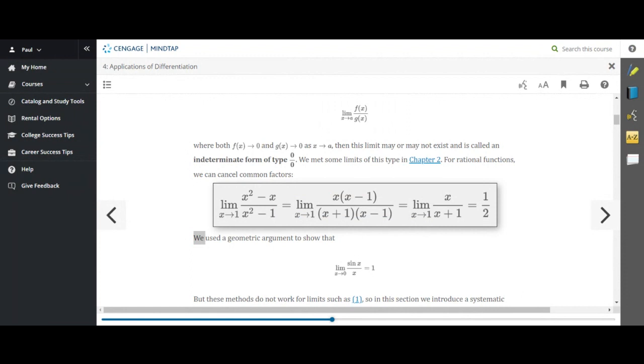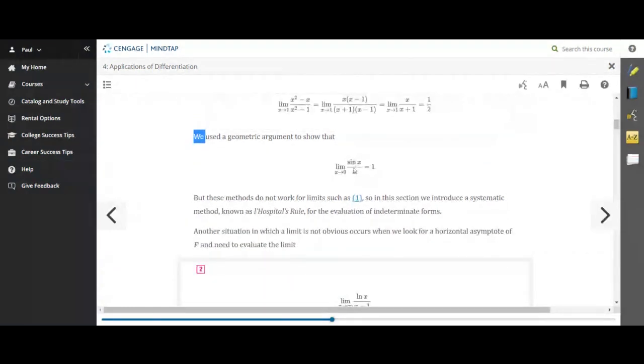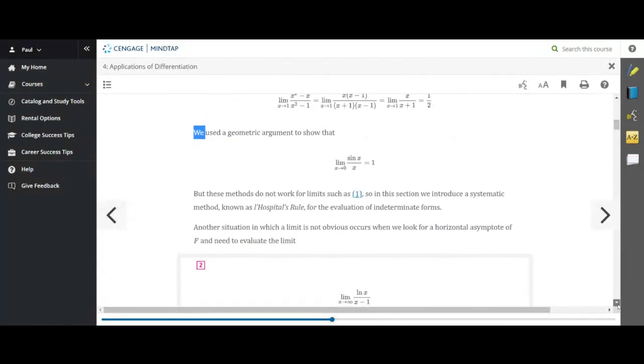It's maybe been a while, but how many recall computing limits like what you're seeing there? Okay, Dawood remembers, and Avery remembers, and so that's good. That's very nice.